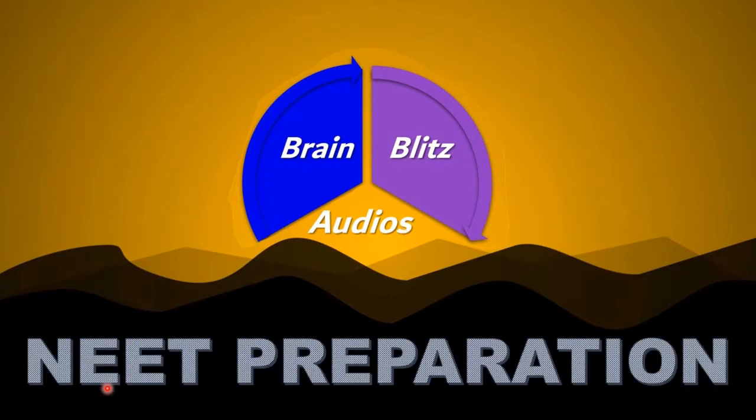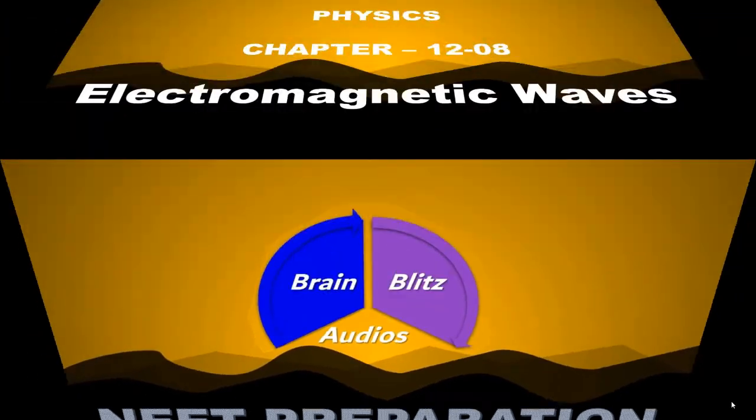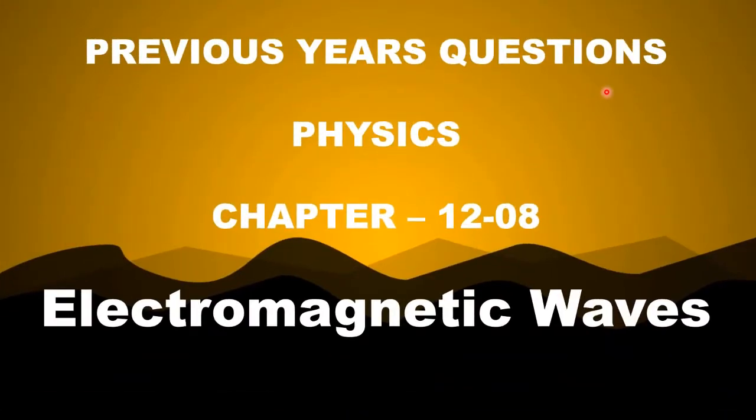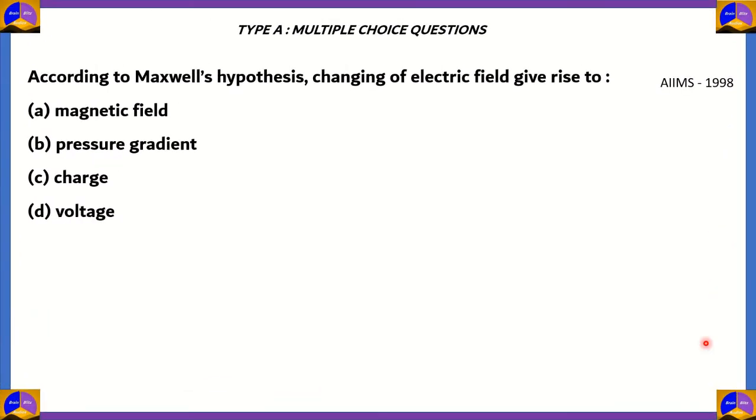Today, in this episode of NEET preparation, we'll be looking at previous year questions of physics in medical engineering examinations in India. Today we're dealing with the chapter Electromagnetic Waves. This is the 8th chapter in the grade 12 syllabus for physics in CBSE. Electromagnetic waves is a short chapter dealing with displacement current and the electromagnetic spectrum. Let's begin with our first question.